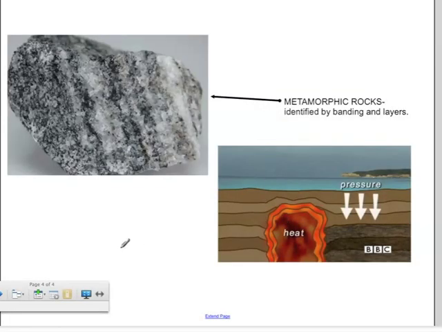Therefore, there are many different types of rocks. So, as you can see, that was the ways to identify the different types of minerals.